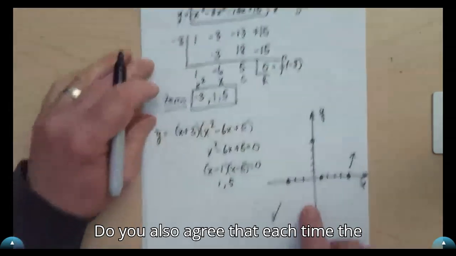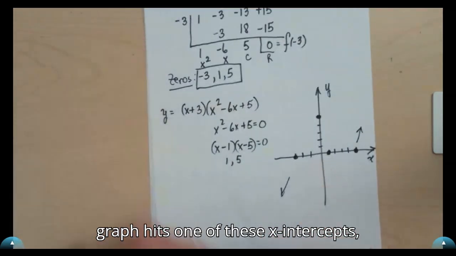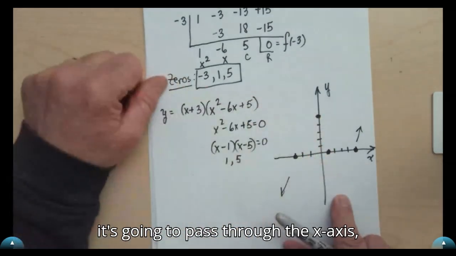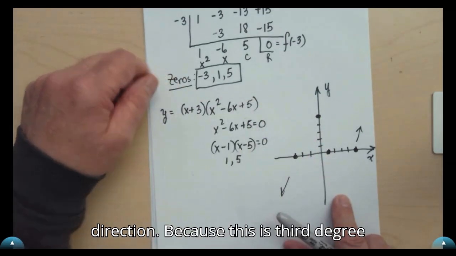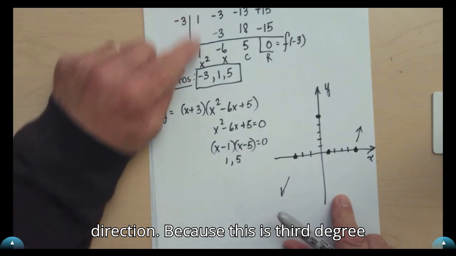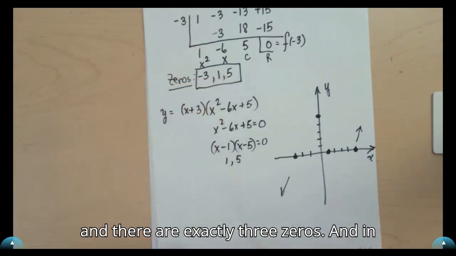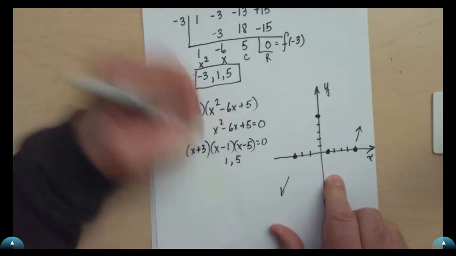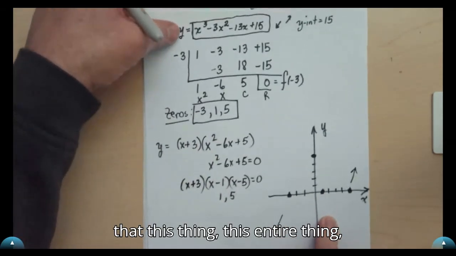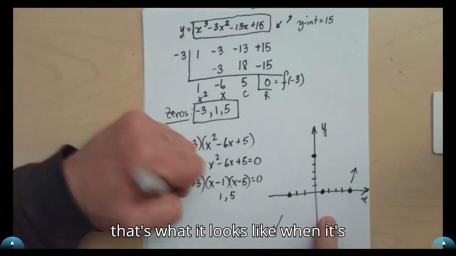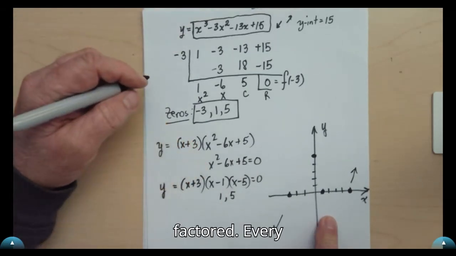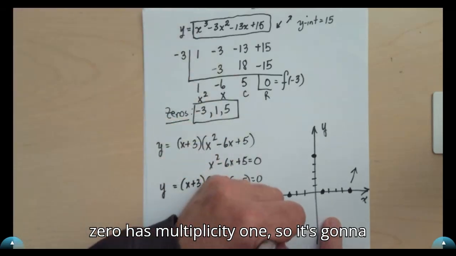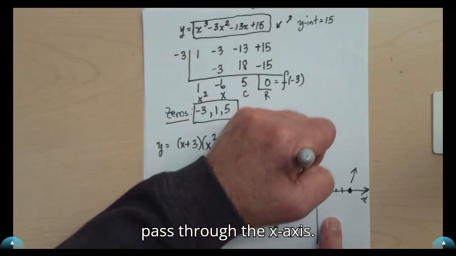Do you also agree that each time the graph hits one of these x-intercepts, it's going to pass through the x-axis? It's not going to turn and go the other direction, because this is third degree and there are exactly 3 zeros. And in fact, I can tell you now that this entire thing, that's what it looks like when it's factored. Every zero has multiplicity 1, so it's going to pass through the x-axis.